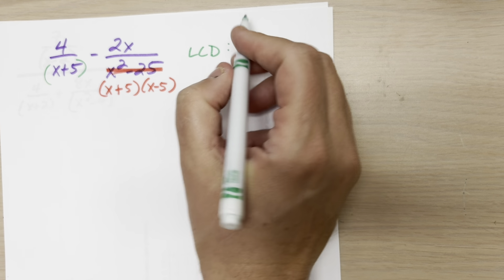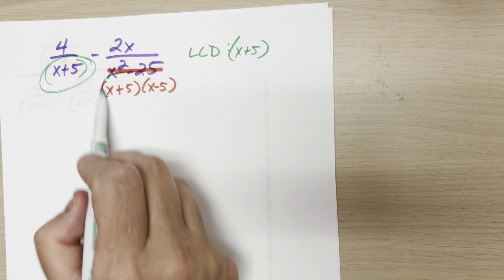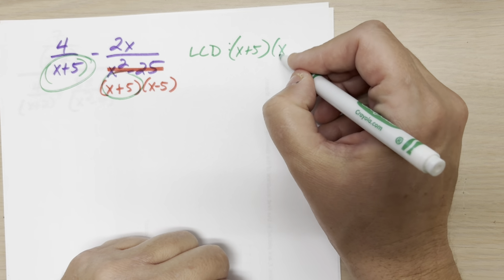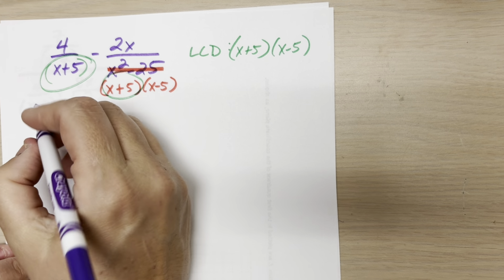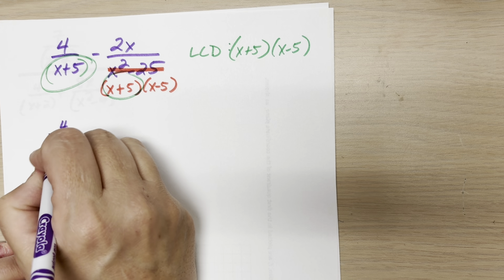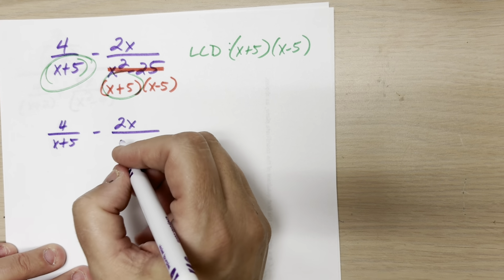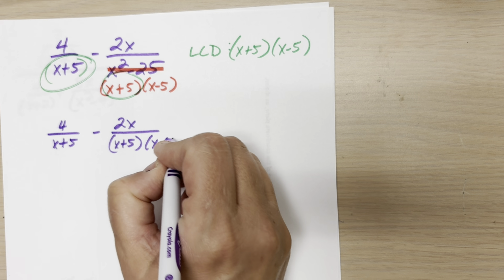So over here I've got an x plus 5. They have that in common. It only needs to appear once. I'm missing x minus 5. Okay, so I'm going to start with rewriting this. x plus 5 minus 2x over (x plus 5)(x minus 5).